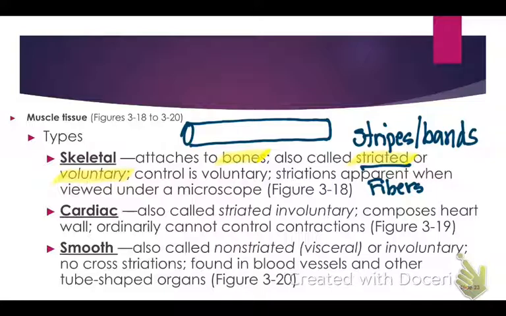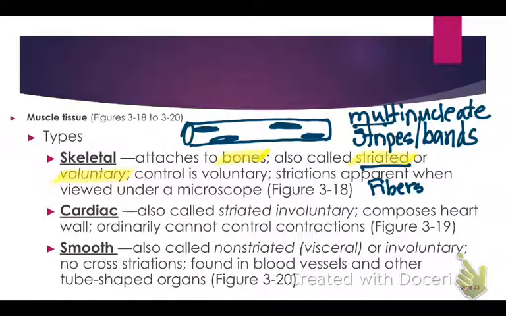So if this is an individual muscle fiber, one thing you're going to notice on skeletal muscle is it has multiple nuclei per cell. We call that multinucleate, multiple nuclei. And those striations or bands, there are little lines like these. And so that's what an individual muscle cell looks like.